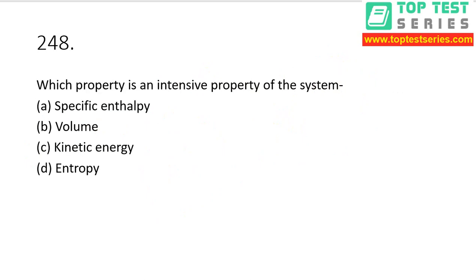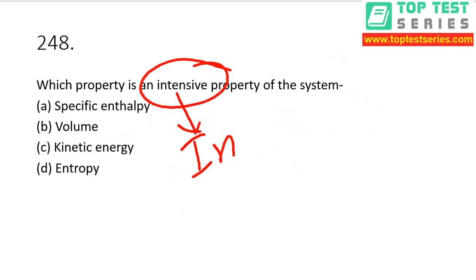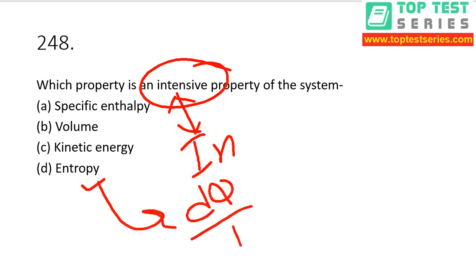Question number 248. Which property is an intensive property of the system? My dear, what is an intensive property? Which is independent of mass. Which is independent of mass is known as an intensive property. So entropy, let's write the formula, dQ by T.